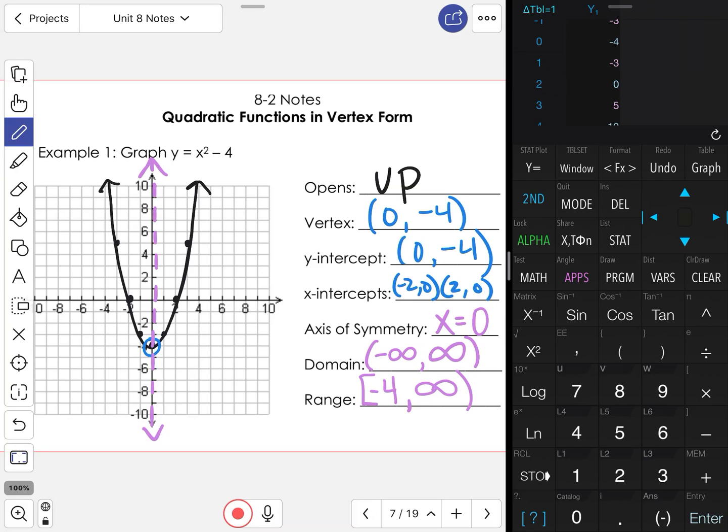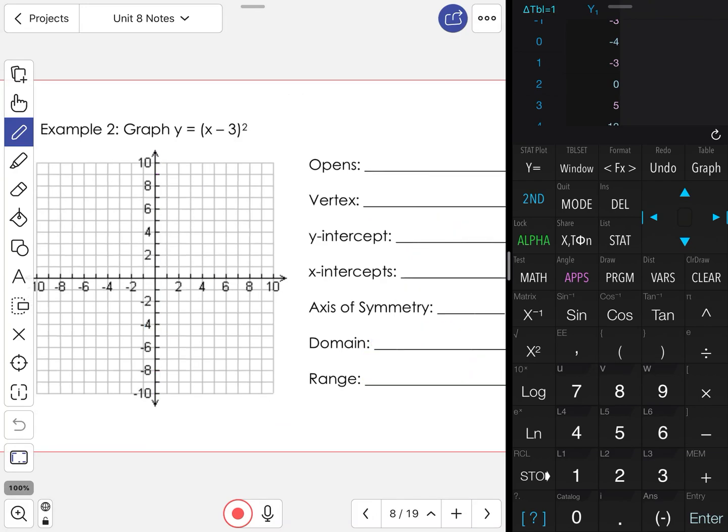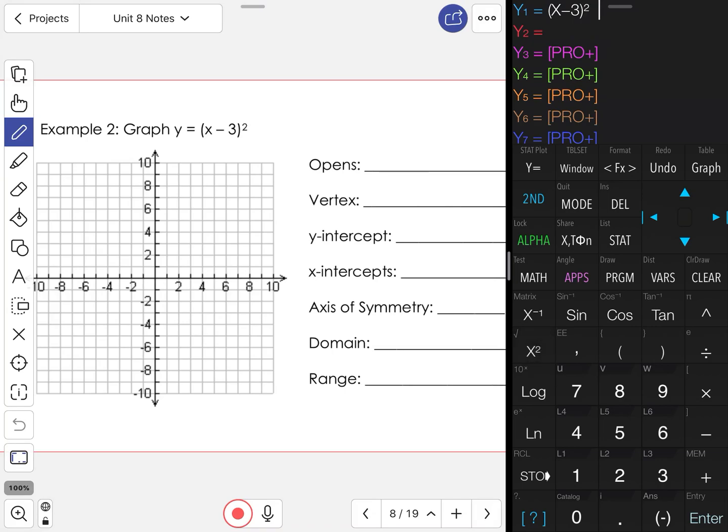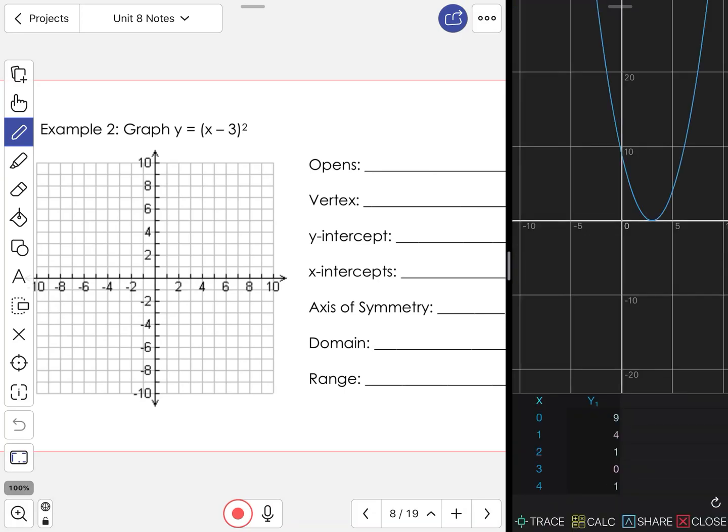Okay, let's try another one. Now we want to graph y equals x minus 3 squared. So let's go back to our y equals, and let's type it exactly how it looks. We got to use those parentheses as well. So parentheses x minus 3, close that parentheses, and then squared. Make sure it's typed exactly how it looks in your notes. Okay, now that we have that, we're going to look at kind of what our graph should look like. And it looks like it shifted to the right this time.